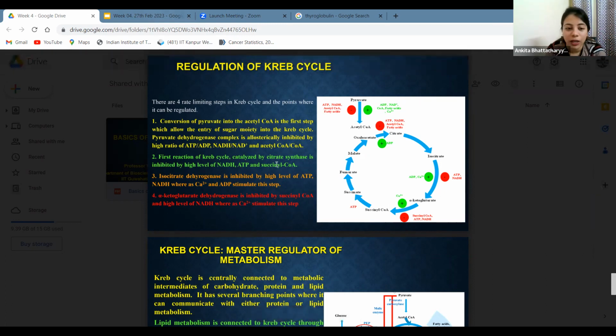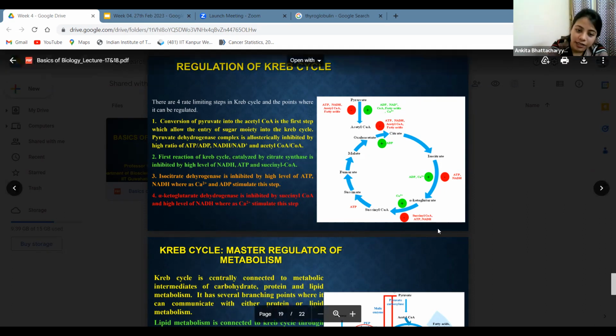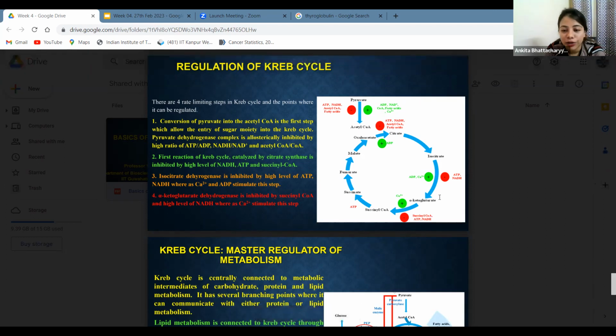So that's what we are talking about. Then there is isocitrate dehydrogenase that gets inhibited by ATP and NADH, whereas ADP and calcium are 2 entities that stimulate the same. You can see these here as well. And alpha ketoglutarate dehydrogenase gets inhibited by succinyl coenzyme A and NADH, whereas calcium stimulates those processes. So these are 4 very crucial controlling or regulatory steps that are involved in Krebs cycle.